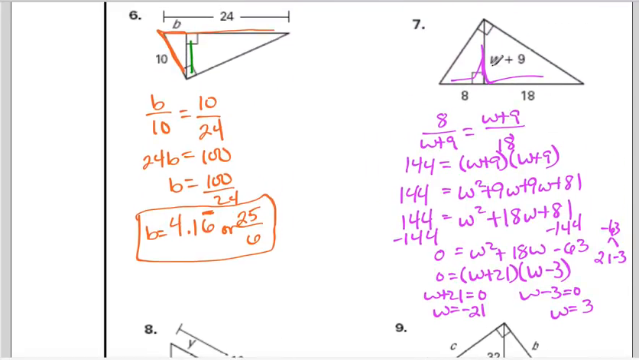Of course, if I plugged in a negative 21, I'd get a negative value for this altitude. So the negative answer doesn't make sense in this situation. And we only want to keep the w equals 3.